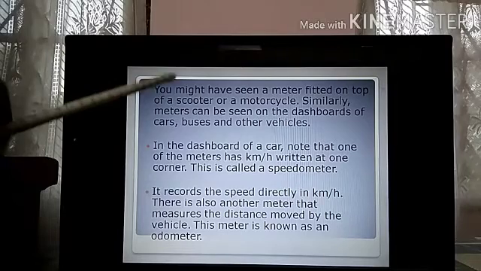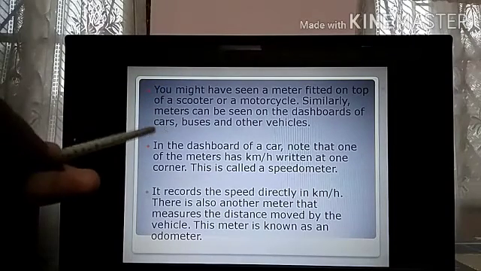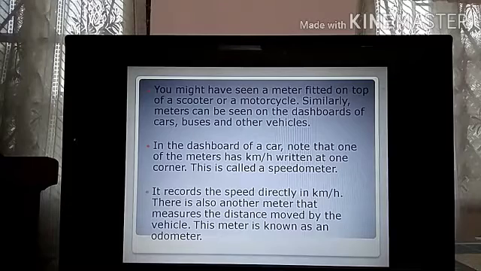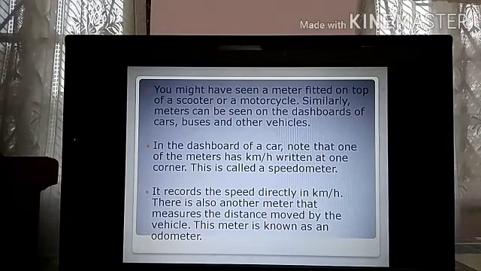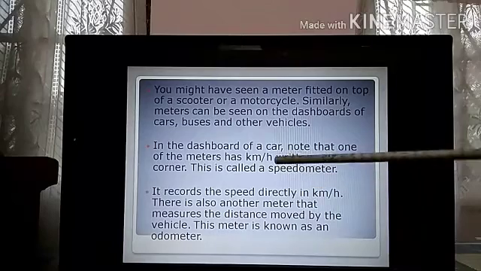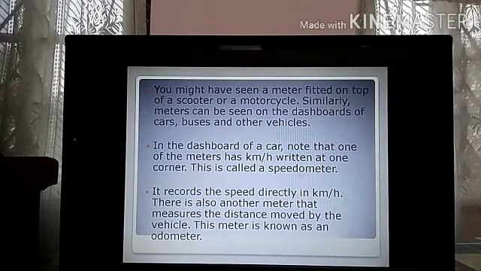So you have it in the scooter, in a motorcycle, and even in cars, buses and other vehicles. In the dashboard of a car, note that one of the meters has km per hour written in one corner. If you haven't seen it, just go and see in your car, or bike, or scooter. There you will see a round dial kind of thing, and on one side km per hour is written. So what is the use of that? It will tell you at how much speed you are driving.